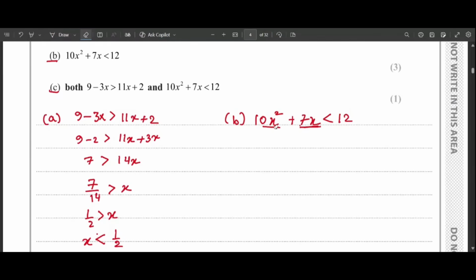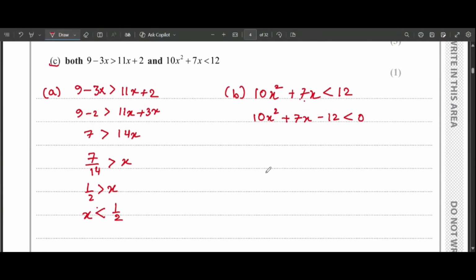In order to solve a quadratic inequality, we need to bring all the terms to the left of the inequality. So this will give us 10x squared plus 7x minus 12 on the left side and 0 on the right side. To solve this inequality, we will then try to find the roots for this expression. In order to find the roots, I will equate this expression with 0.